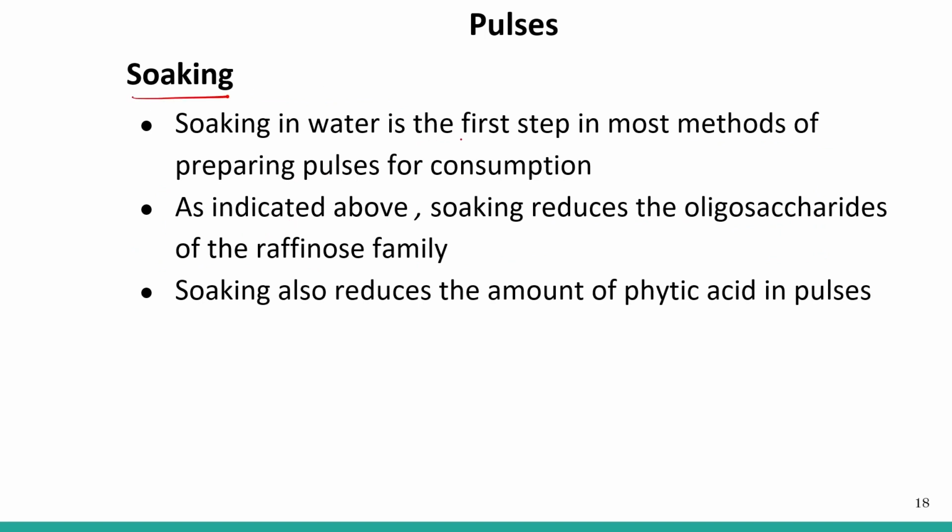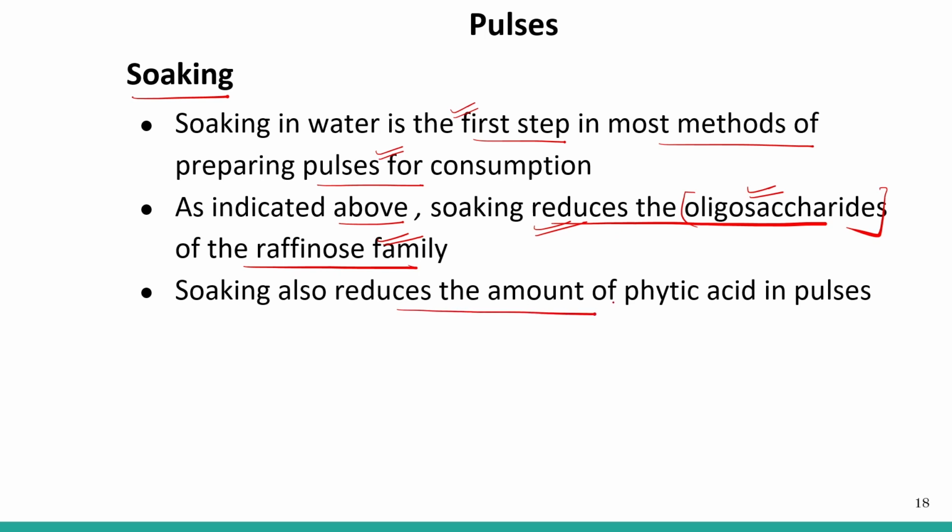Soaking. Soaking in water is the first step in most methods of the preparation of pulses. So before preparing any type of pulses, we soak it in water, right? And as indicated above, the soaking reduces the oligosaccharides of the raffinose family. So it also reduces this oligosaccharide, and basically it does not get digested even in the mammals. So soaking also reduces the amount of phytic acid in the pulses.